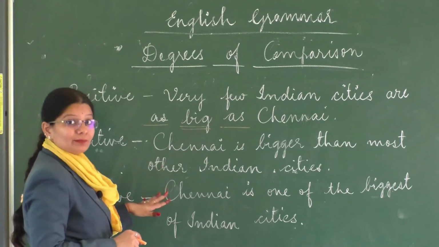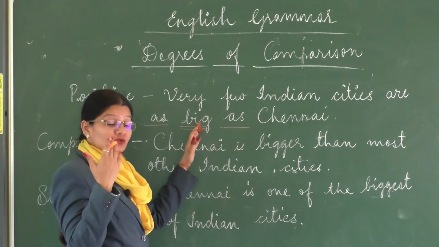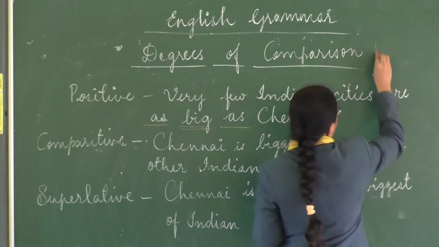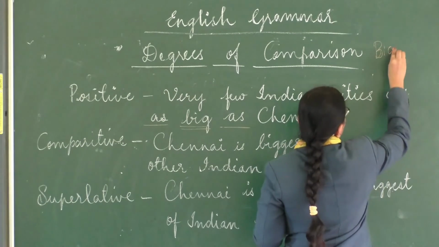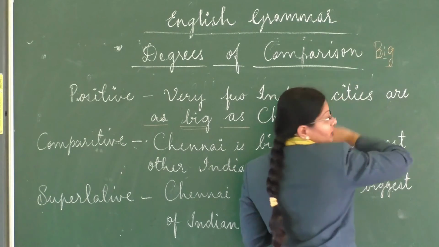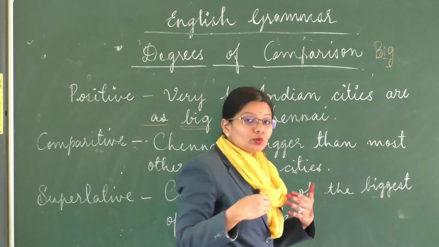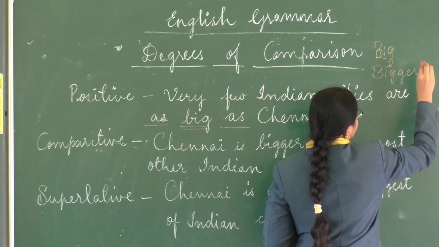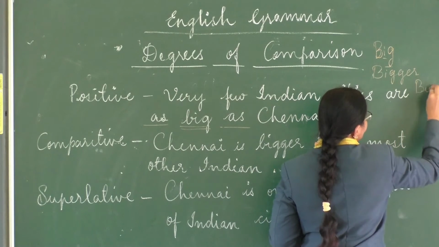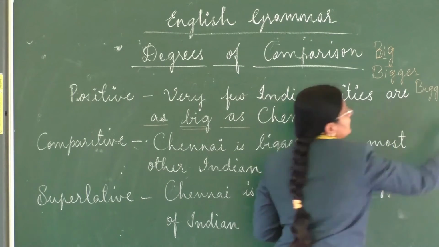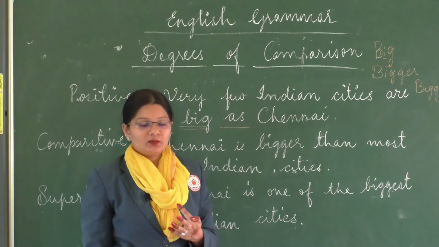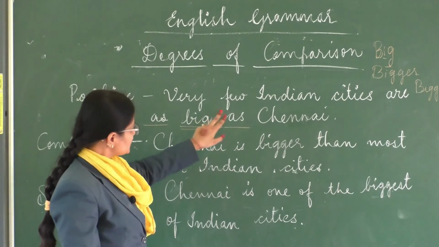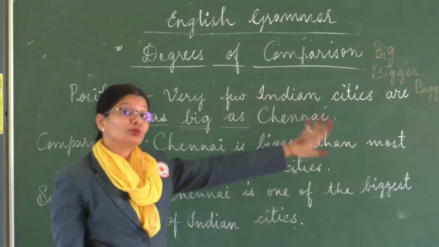Now how do we change this to comparative degree? We need to keep in mind that we need to apply the third rule, where the consonant is preceded by a short vowel. So what will the rule be? It becomes bigger and finally it will become the biggest. So we need to change big to bigger here and then followed by than.